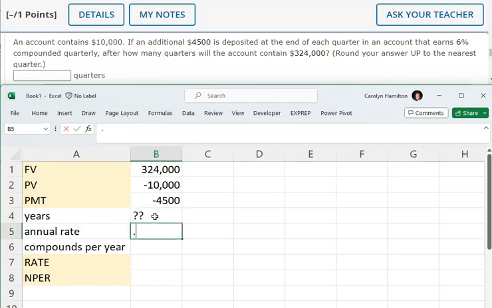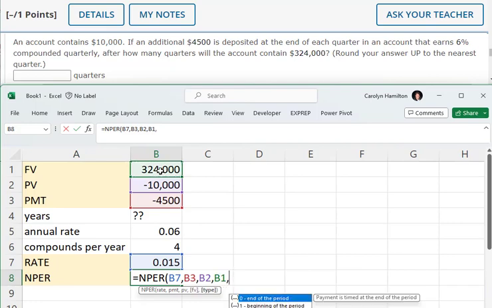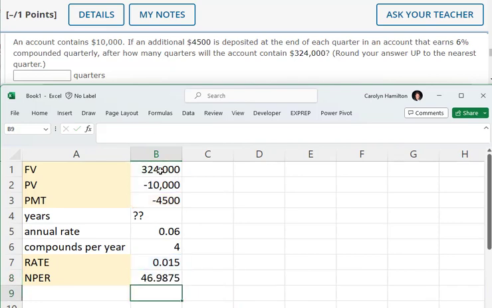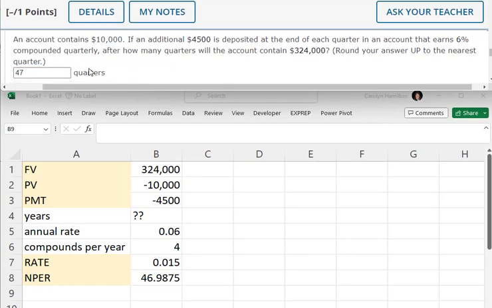Years, I don't know. Annual rate is 6% compounded 4 times per year, so my rate is 6% cut into 4 equal pieces. Number of periods is what I'm trying to figure out. Okay, Excel can only figure out the number of periods. It can't figure out the years. So the formula would be NPER, and then rate comes first, then payment, then present value, future value. Either put in a 0 for type or ignore it completely. That's 46.98. Okay, now it does say to round your answer up, so this would be 47 quarters.